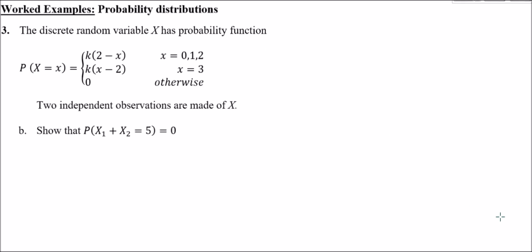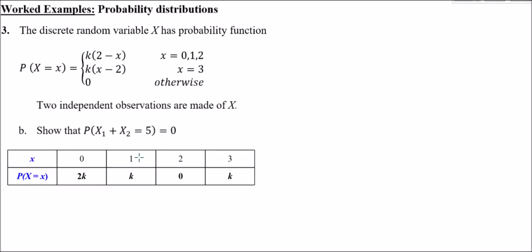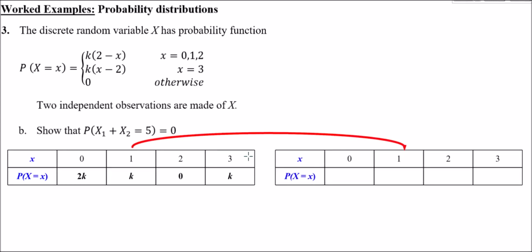Let's now have a look at part B, so 3b. Show that the probability that x1 plus x2 equals 5, after making 2 independent observations, that this equals 0. So at first this might seem baffling, but if we just return to what we did earlier, we had this in terms of k. Let's now make this numerical and replace any instance of k with a numerical value. We now know that k is 0.25, of course, so 2 times 0.25, that becomes 0.5. K here and there, we can just write 0.25. When x is 2, the probability is 0, so we can fill this in with a 0.